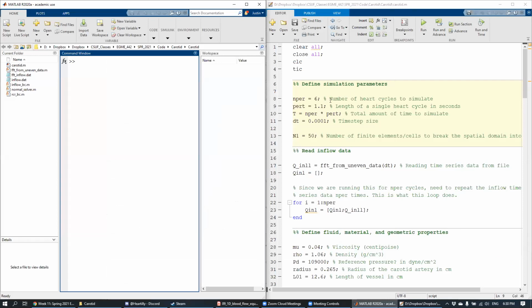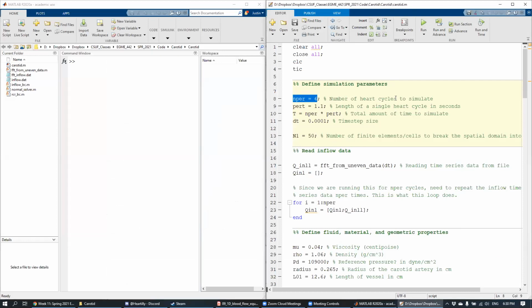And you can see here that we have to specify these parameters, right? And so the first parameter that we set here is n per. And so n per is set to 6, right? And so this is the number of heart cycles that we want to simulate. And so just like I mentioned before, since this is an unsteady simulation, we want to simulate multiple cycles.